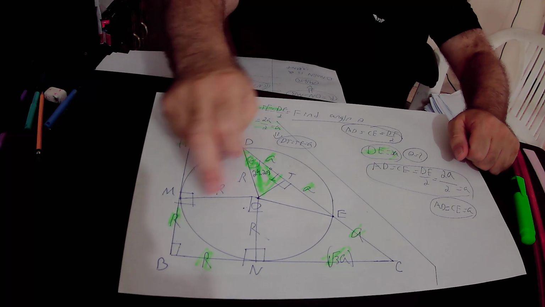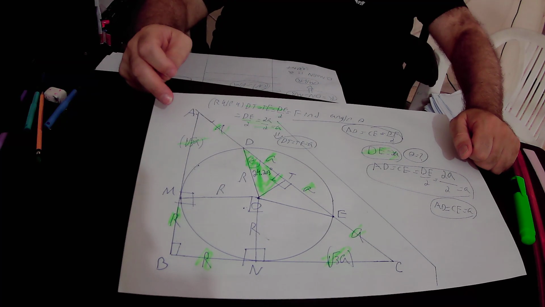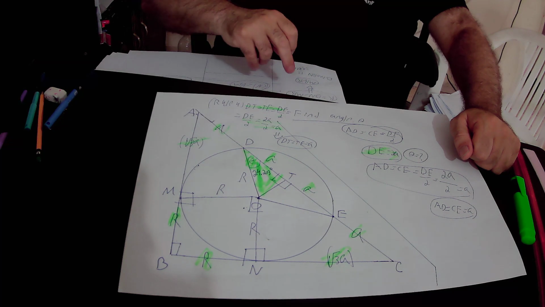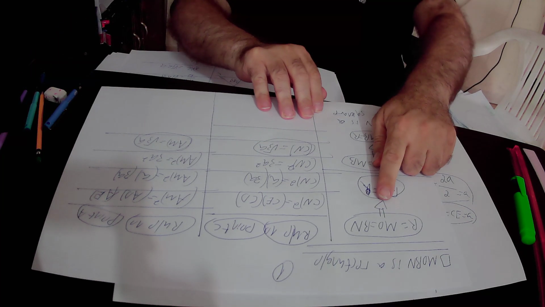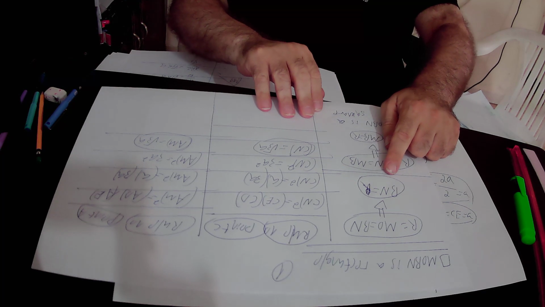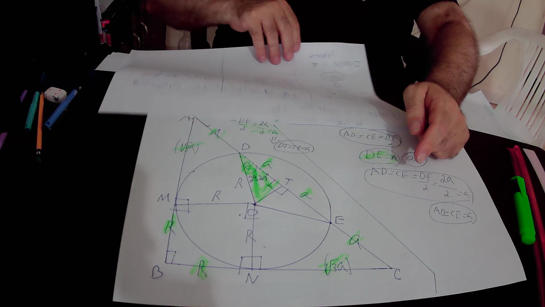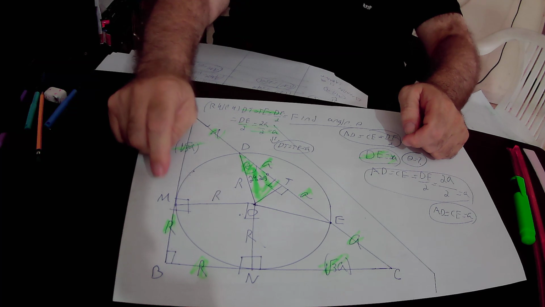That is to say, MO equals BN. But MO equals R according to what we have already found out. So from this equation, R equals MO equals BN, we derive that BN is also equal to R.